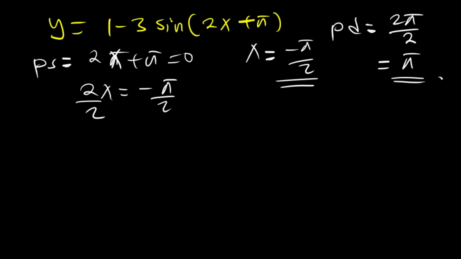The amplitude is 3, not negative 3. You get the modulus of A. So in that case, it's going to be just 3 if they ask you about the amplitude. The vertical shift is 1. Now I can sketch. Initially it was supposed to end on pi, but because there is phase shift, it's not going to end on pi. Let's see.